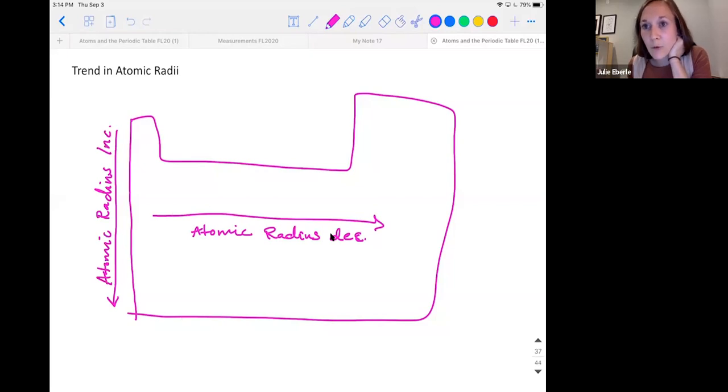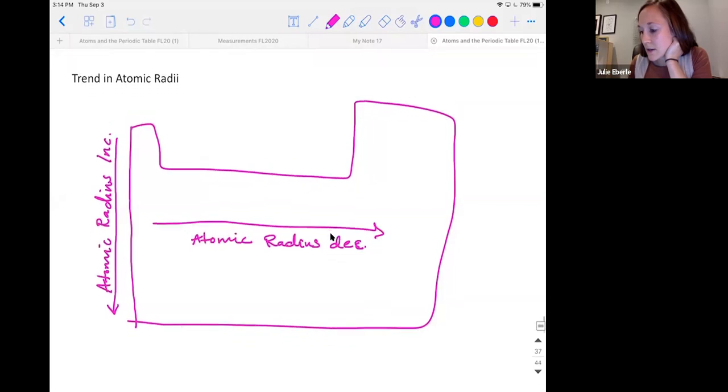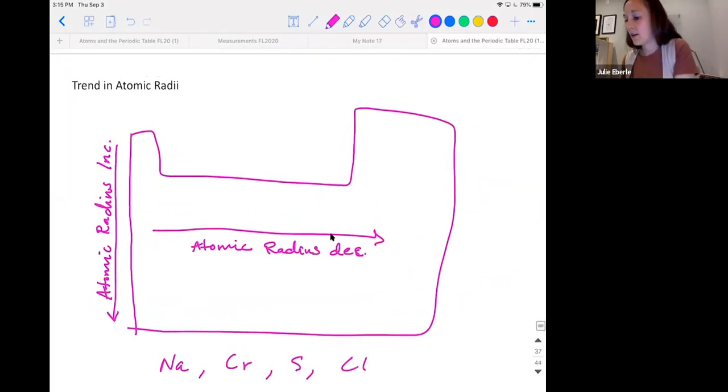If I gave you 4 random elements, if I said sodium, and if I said chromium, sulfur, and chlorine. 4 random elements. I said put these in order of increasing or decreasing atomic radius. If you know these trends, you can do that. In fact, why don't we do that?